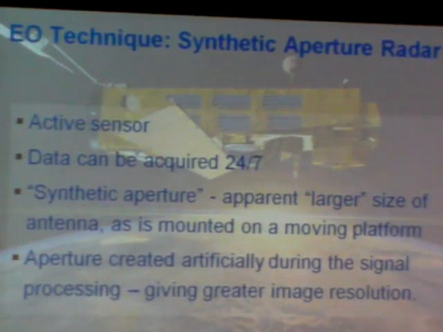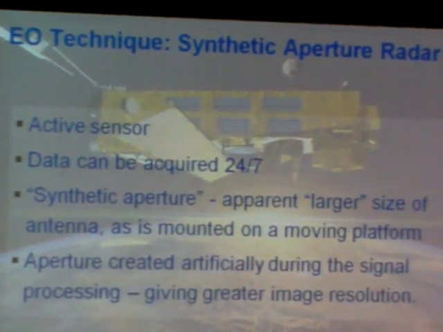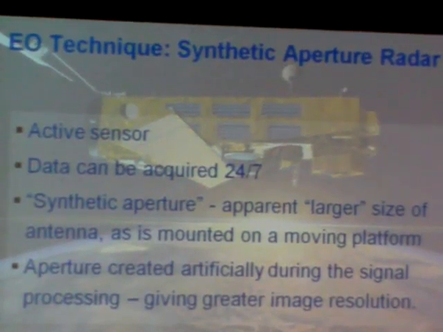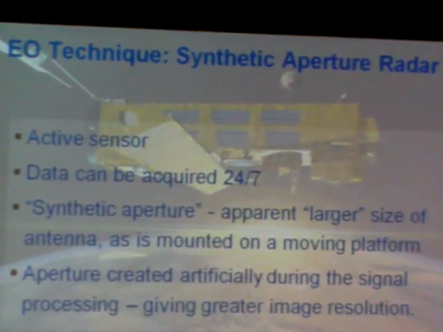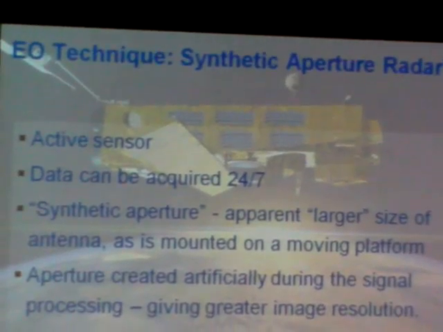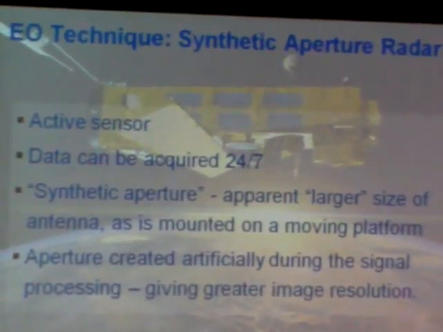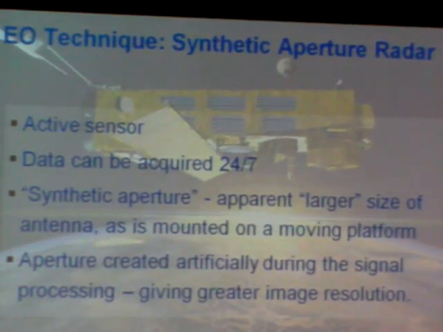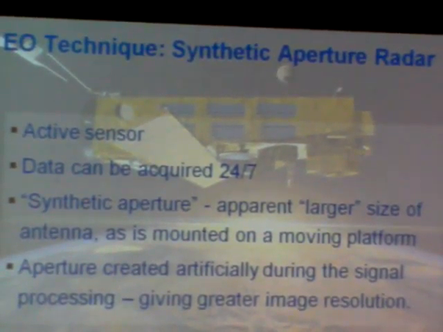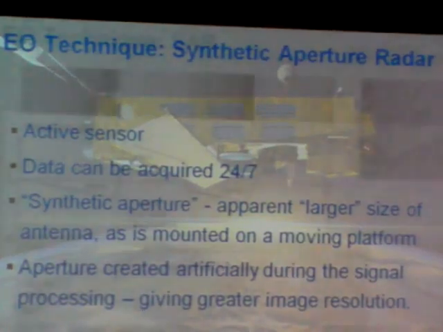The aperture, or the synthetic aperture, has an apparent larger size of antenna as it's mounted on a moving platform. And this aperture is created artificially during the signal processing, giving it greater image resolution. And the signal received by the antenna from each transmitted radar pulse is correlated with characteristics of the target, and this determines our backscatter coefficient.